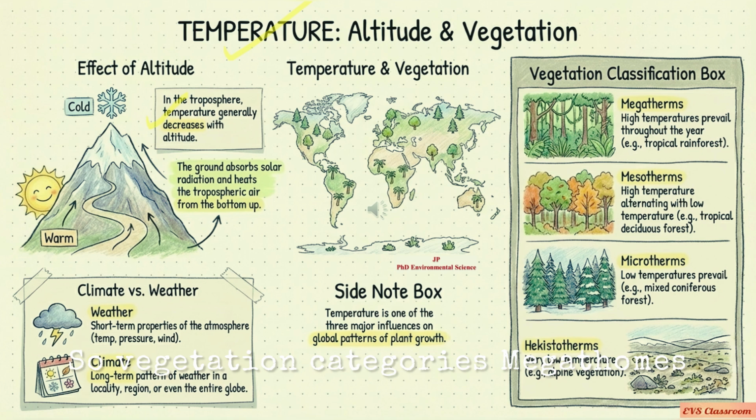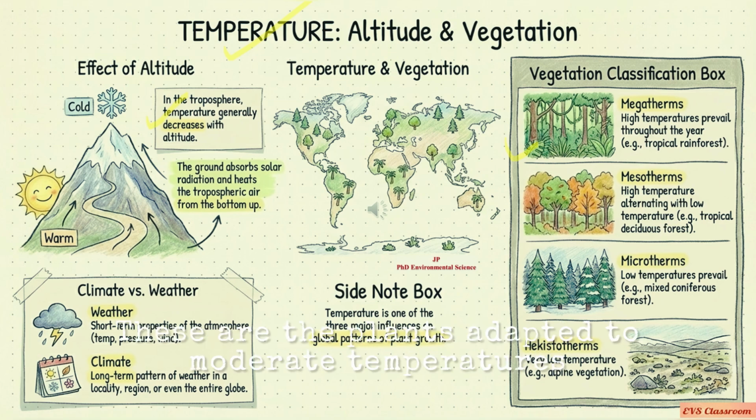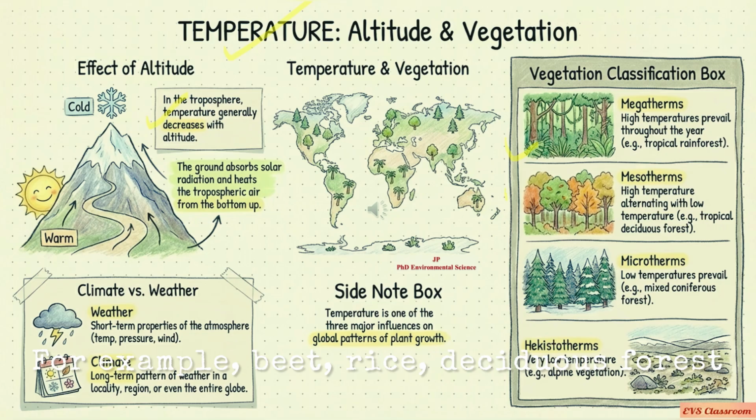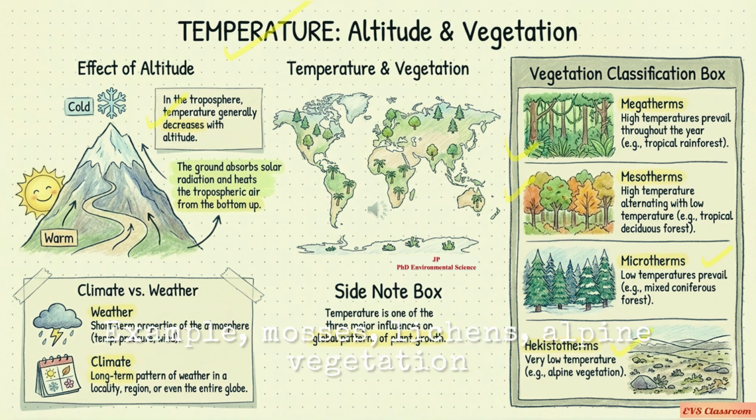Vegetation categories: megatherms. These are the plants which are adapted to high temperatures. They are found in tropical regions. For example, coconut, rubber, tropical rainforest. Mesotherms. These are the plants adapted to moderate temperatures. For example, wheat, rice, deciduous forest. Microtherms. These are the plants which are adapted to low temperatures. Example, pine, fir, coniferous forest. Hekistotherms. These are the plants which are adapted to extremely cold conditions. Example, mosses, lichens, alpine vegetation.